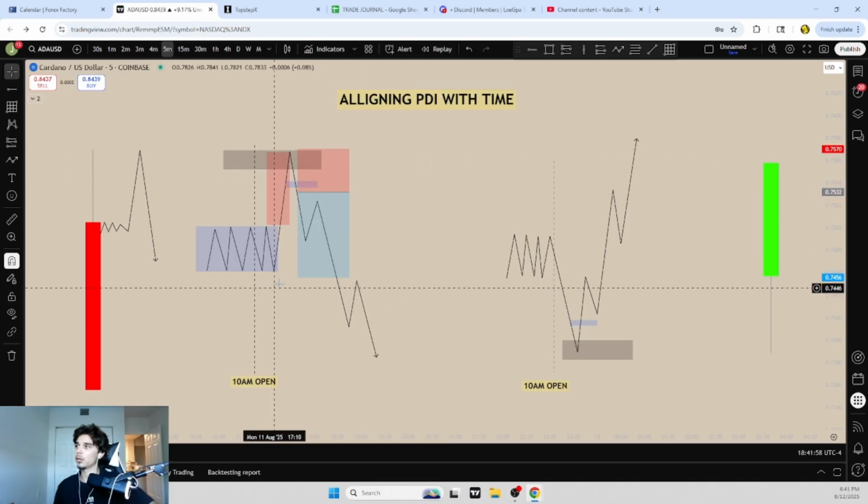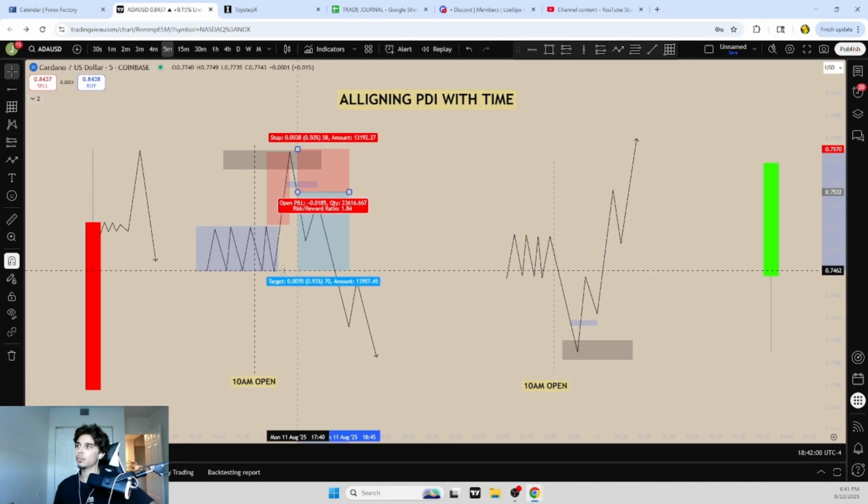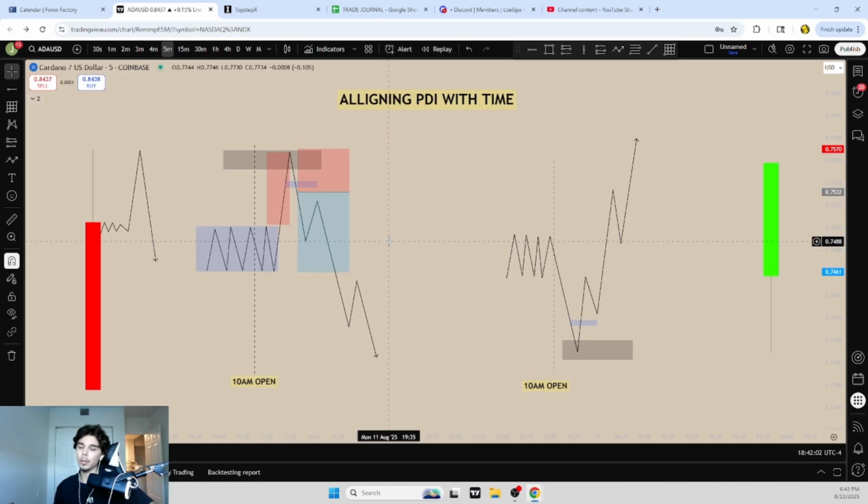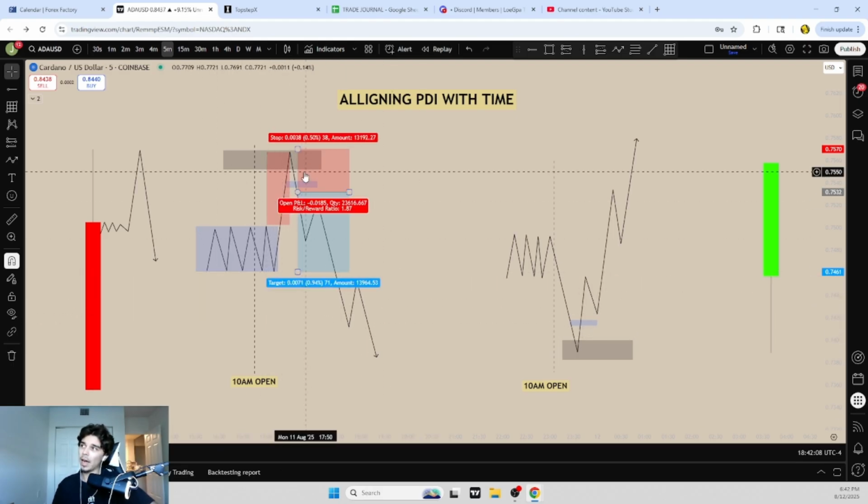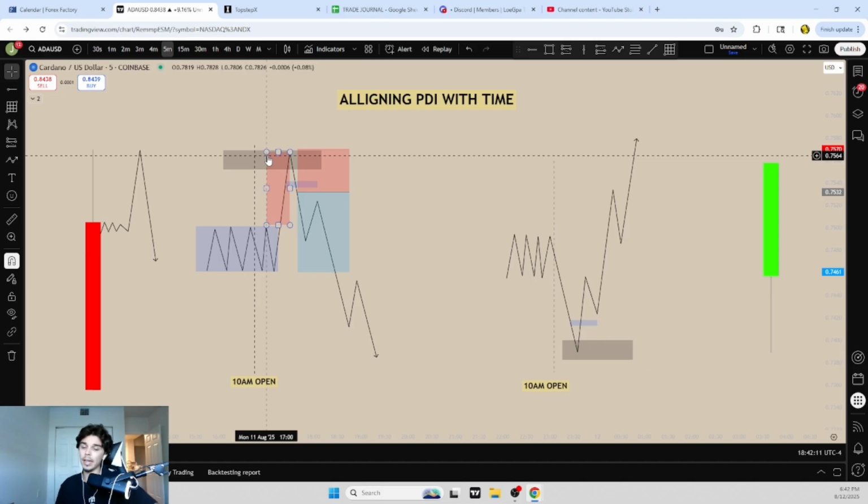What are we targeting? Accumulations on lows as our first take profit. And if our higher time frame bias aligns, then we can target multiple things down here, right? So 10 a.m. opens high, then what can we expect? If it opens high into a bearish PD array, we can expect a distribution lower, right?